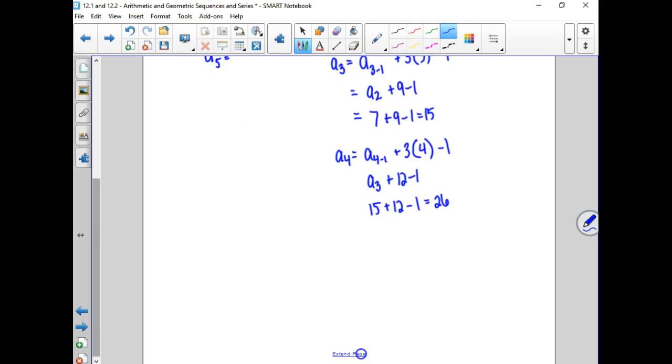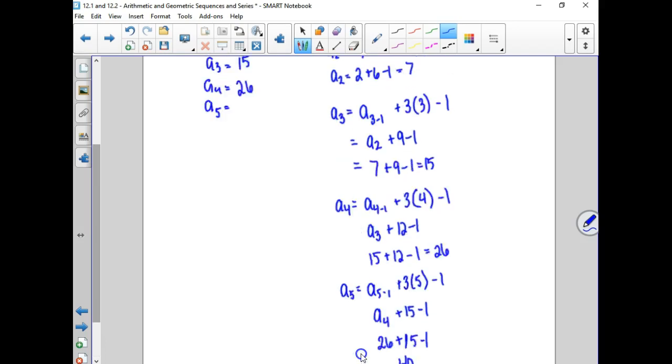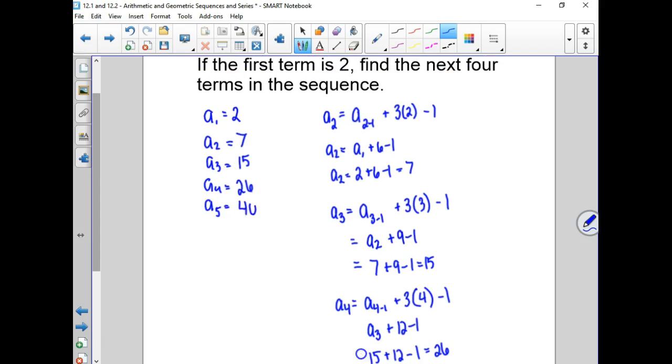And then finally, to find the fourth term there, a sub 5 would be a sub 5 minus 1 plus 3 times 5 minus 1. So this is a sub 4 plus 15 minus 1. That a sub 4 we just found is 26 plus 15 minus 1. So in this case, we will get 40. So a sub 5 is 40. And you, of course, could continue on that, finding as many terms as you needed to find.